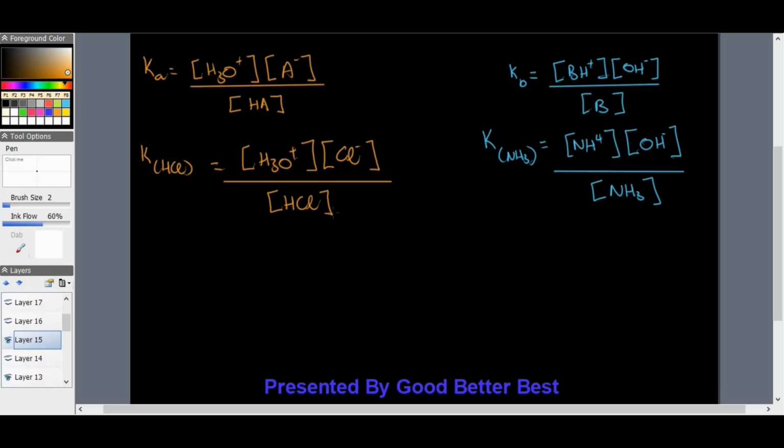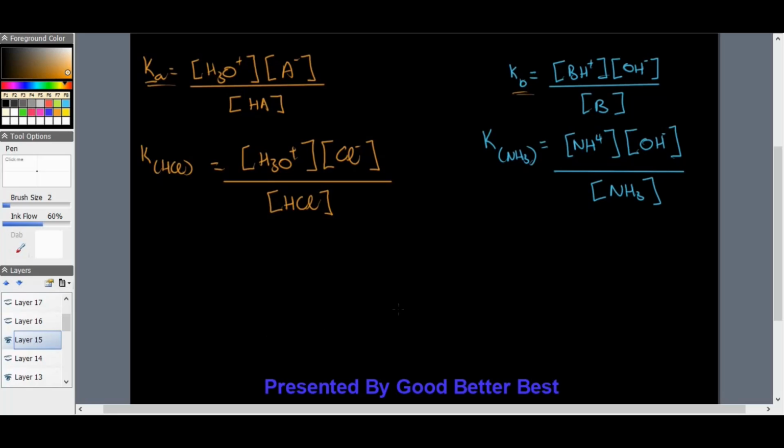Now, keep in mind that these are constants, Ka as well as Kb. In other words, there are only values for them. They do not require units, of course.